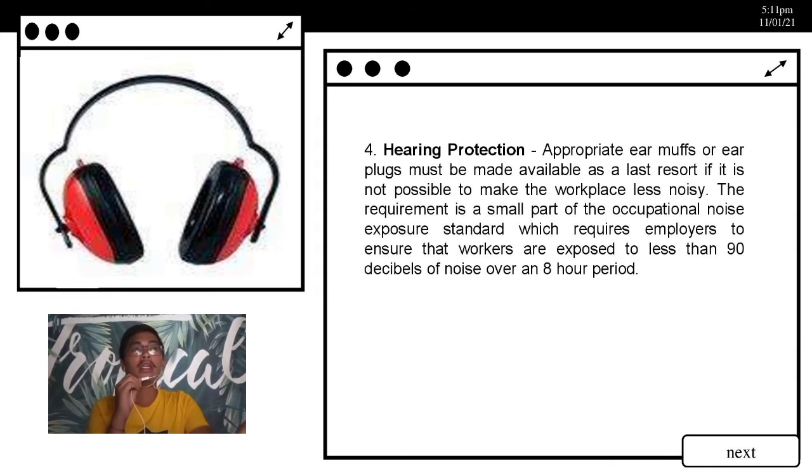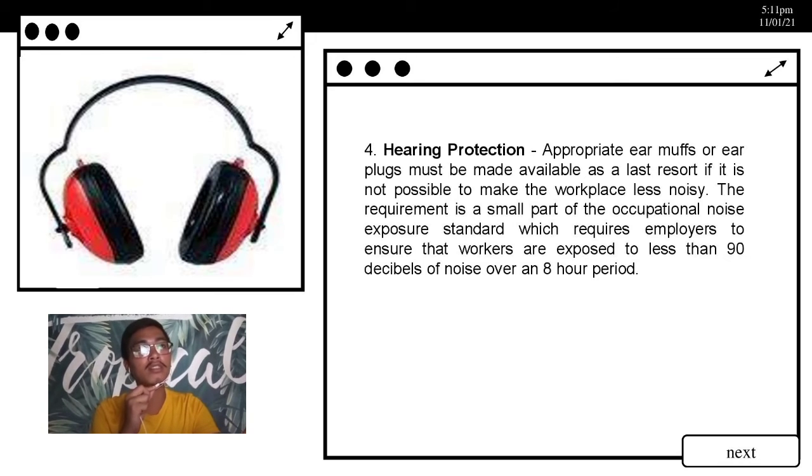So here, it is not necessary for you to wear this hearing protection if the workplace that you are working in is less noisy, because it will not really damage your ears. But if you are working in a company or in a workplace that involves high noise, where you are exposed over an 8-hour period, then you have to wear this kind of ear muffs.